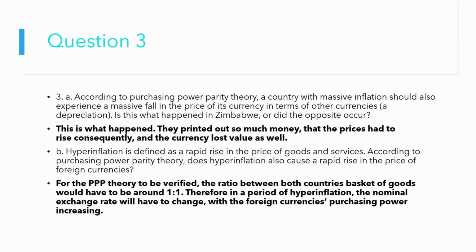In part B, hyperinflation is defined as a rapid rise in the price of goods and services. According to the PPP theory, does hyperinflation also cause a rapid rise in the price of foreign currencies? In order for the PPP theory to be verified, the ratio between both countries' baskets of goods would have to be around 1-to-1, so the real exchange rate would have to be around 1-to-1. Therefore, in a period of hyperinflation, the nominal exchange rate would have to change with the foreign currency's purchasing power increasing, meaning that a rapid rise in the price of foreign currencies would also happen.